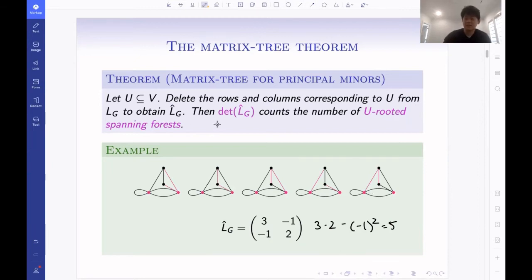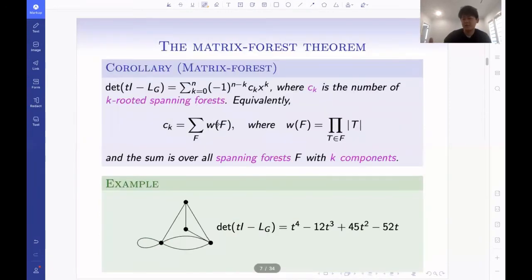One corollary of this is, if you know that the characteristic polynomial of any matrix is the sum of the principal minors of a certain size, then you can actually say that the characteristic polynomial of the combinatorial Laplacian has coefficients given by a combinatorial expression. So each coefficient c_k, which is the coefficient of x to the k multiplied by the sign, is the number of k-rooted spanning forests, meaning U-rooted spanning forests for some subset U of V, where U has size k.